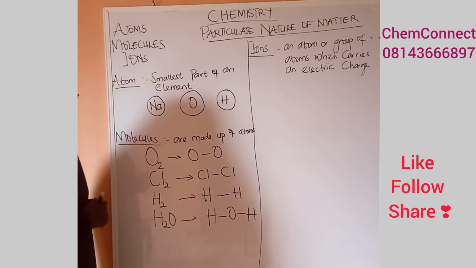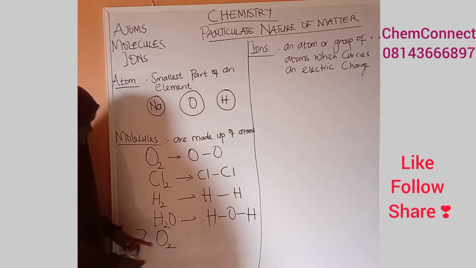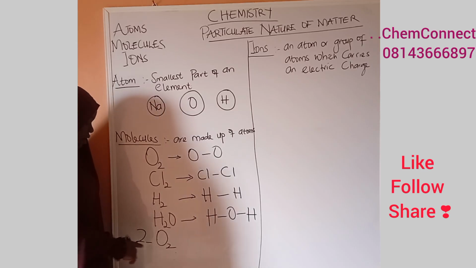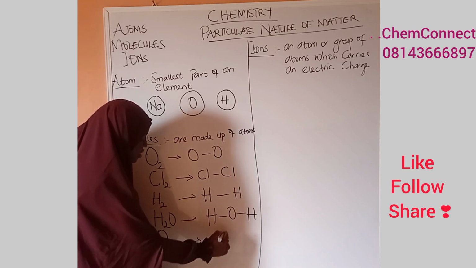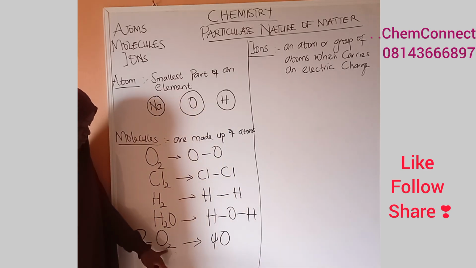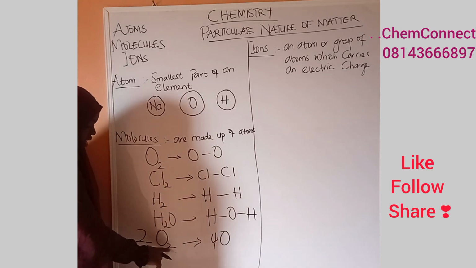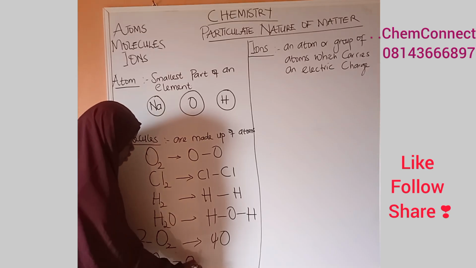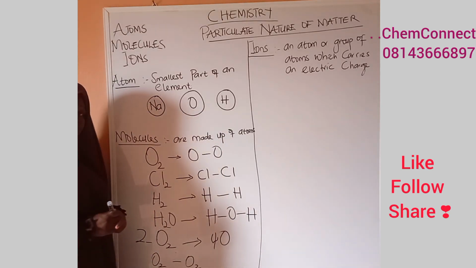But in cases where you have something like this, let's say 2O2, you say this is two molecules. Looking at the number at the front, this is two molecules of oxygen, but how many atoms does it have? Four atoms of oxygen. These two molecules of oxygen contain four atoms. Just say 2 times 2. It means you have four different atoms of oxygen. Do we understand this now?